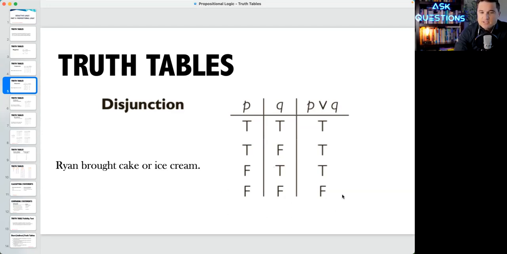The only way a disjunction can be false is when both parts are false. So to make me a liar, or to make this statement false, so I was going to bring at least one of these two things, is if I show up empty-handed. I don't bring the cake, nor do I bring the ice cream, then it's a lie to say that I brought at least one. So that's the truth table for disjunctions.